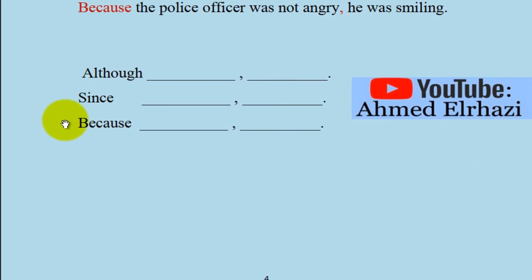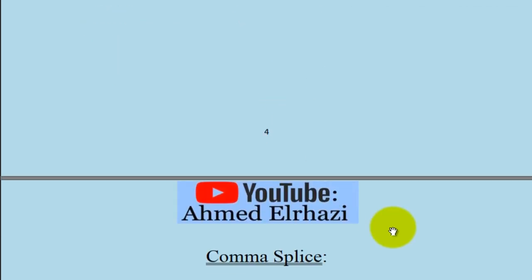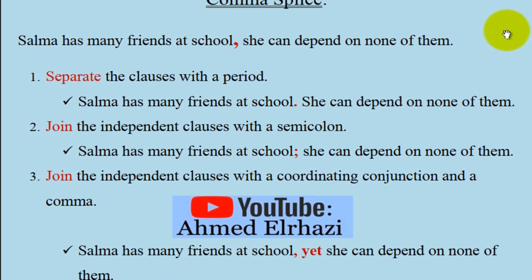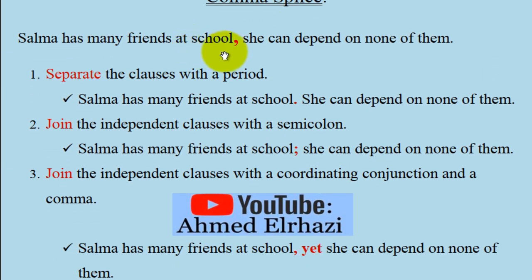Yes, examples like although, since, because, always. As you already know, you have to put the comma before the dependent clause. Okay, after the dependent clause. Comma splice. Selma has many friends at school. She can depend on none of them.